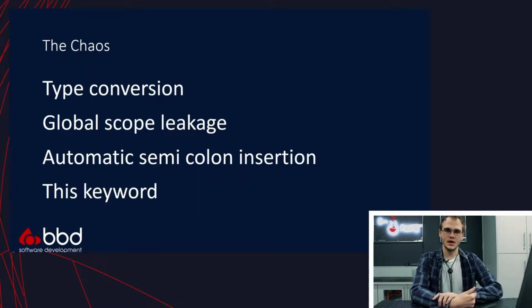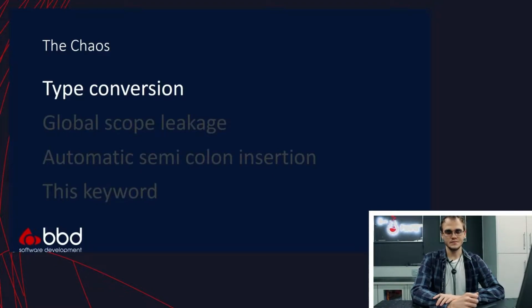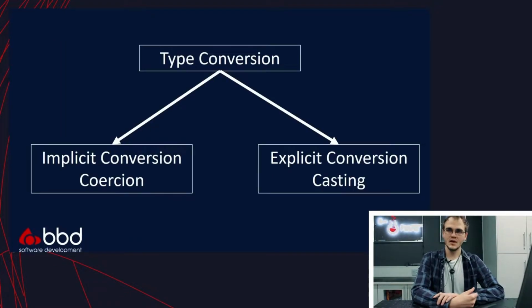So the topics we're going to look at today in terms of the chaos are type conversion, global scope leakage, automatic semicolon insertion, and the this keyword. To start off, we're going to look at type conversion. There are two main types of type conversion: implicit conversion and explicit conversion. Implicit conversion is normally referred to as coercion and not conversion, whereas with explicit conversion, we're referring to casting.